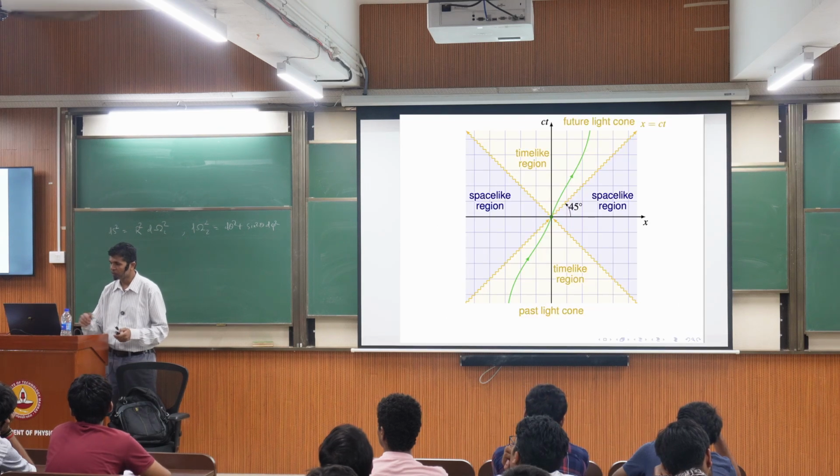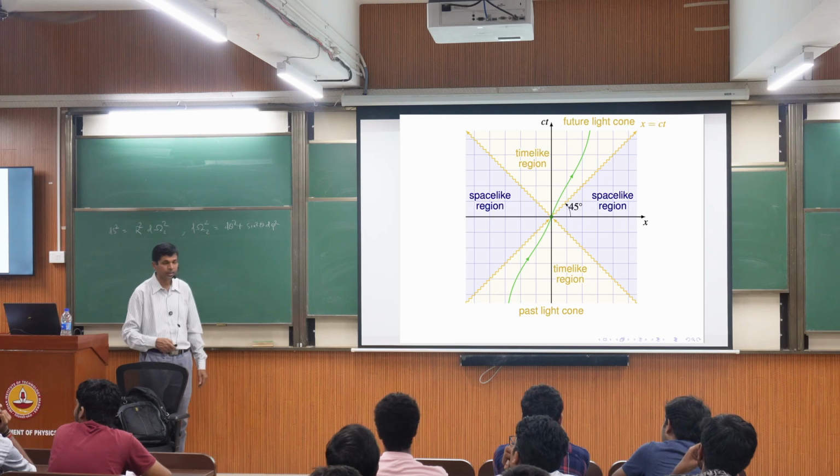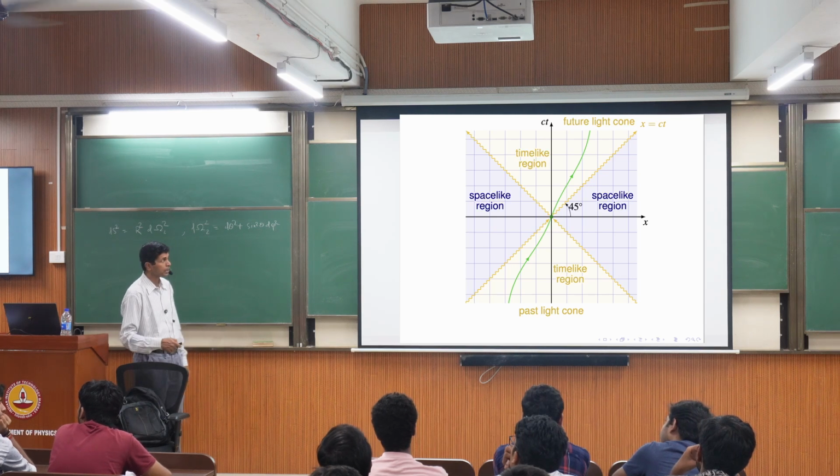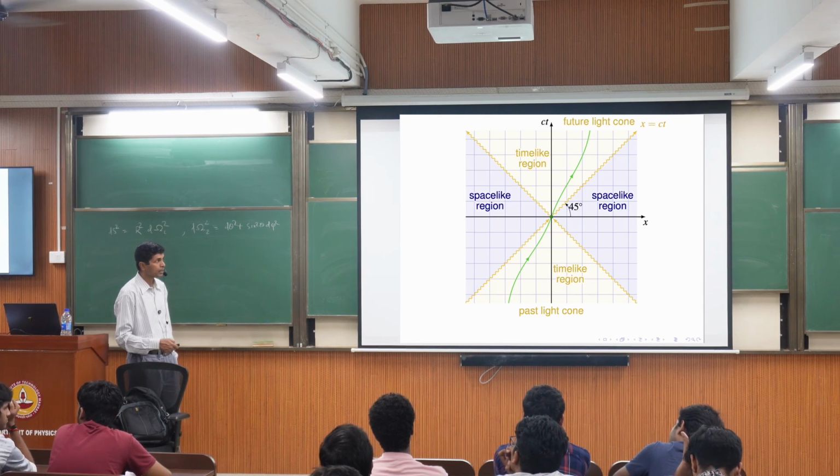Basically, what happens if you consider the propagation of light? Here I am just considering it for 1+1 dimensional space-time. So I am drawing along the y-axis time, c times time, and along the x-axis it's just the x coordinate.